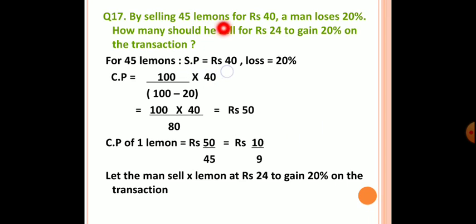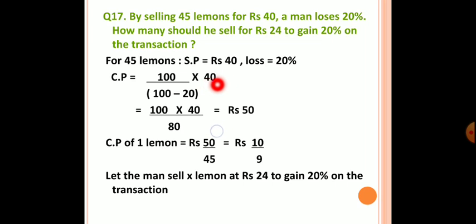Question number 17. By selling 45 lemons for rupees 40, a man loses 20%. How many should he sell for rupees 24 to gain 20% on the transaction? So for 45 lemons, the selling price is rupees 40, and it is said that he has a loss of 20%. Let us find out the cost price of 45 lemons. That is 100 divided by 100 minus 20, into 40.